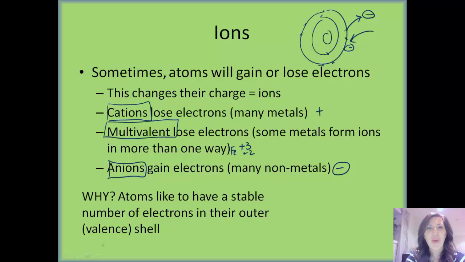So you might be wondering why, Mrs. Burns, why do we have ions? Why don't the atoms just stick to themselves? Why are they gaining and losing electrons? Well, we're going to talk tomorrow about the different shells of electrons, and the outermost shell, called the valence shell, likes to be stable. So the electrons will be lost or gained in order to keep a stable outer shell.